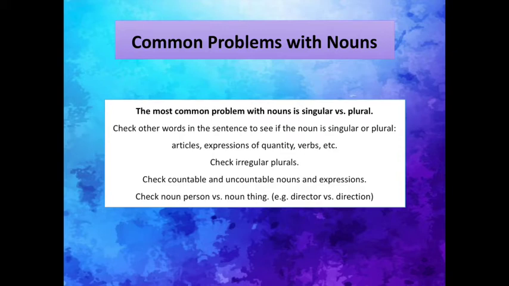You should check other words in the sentence to see if the noun is singular or plural. So look at the articles, expressions of quantity, verbs, etc. Check irregular plurals. Check for countable and uncountable nouns and the expressions that go with each type. Check noun, person versus thing. For example, director versus direction.